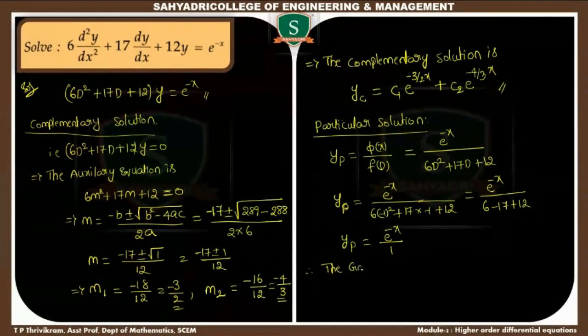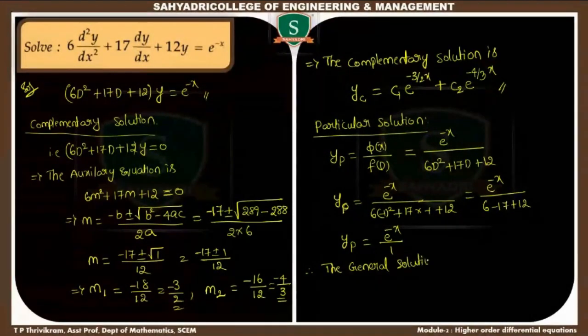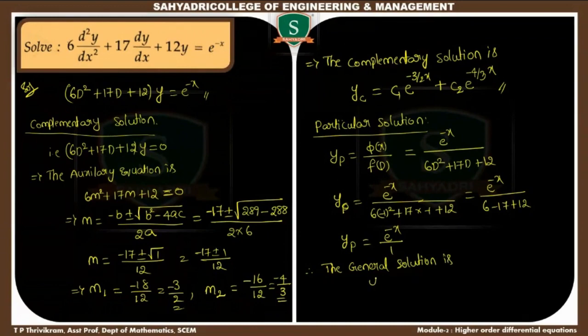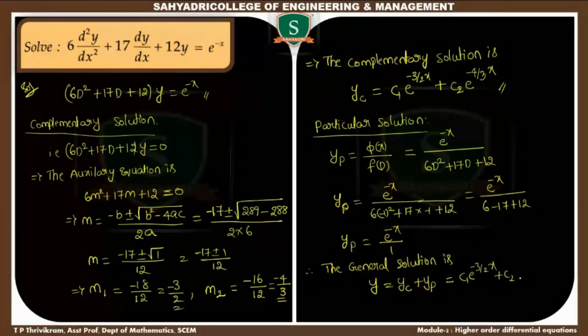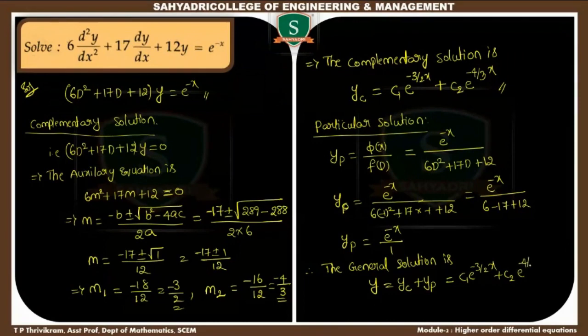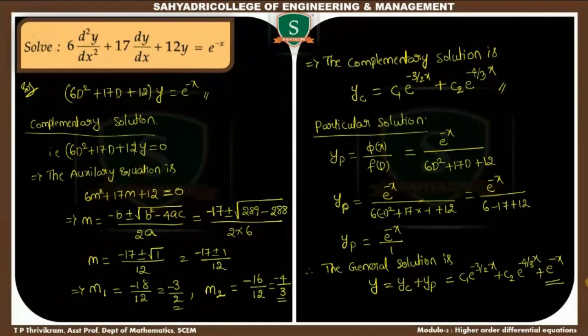So the general solution is y is equal to yc plus yp. What is yc? yc is nothing but c1 e power minus 3 by 2 x plus c2 e power minus 4 by 3 x. Next, plus yp, e power minus x. So this is the general solution for your given differential equation.